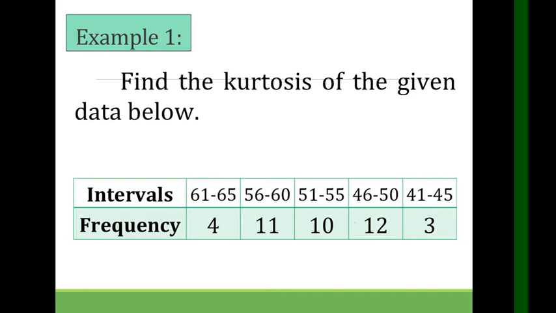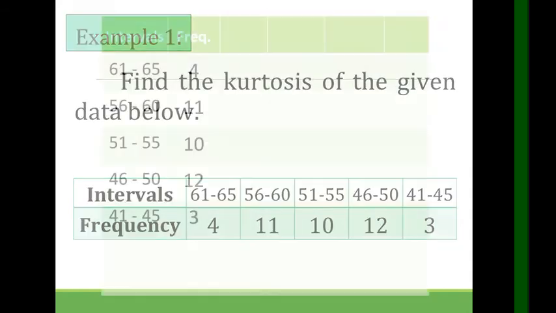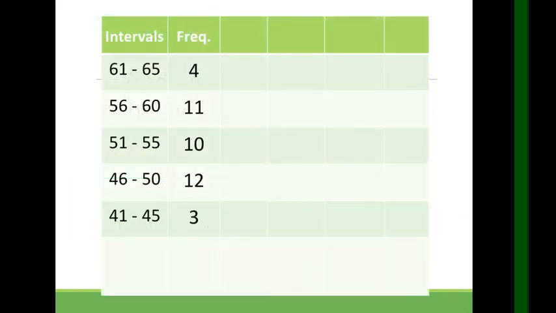Find the kurtosis of the given data below. So we have 61 to 65, 56 to 60, up to 41 to 45 with the following frequency: 4, 11, 10, 12, and 3. First, arrange them in a vertical form. The highest should be at the top, so 61 to 65, and the lowest should be at the bottom, so 41 to 45. The frequencies 4, 11, 10, 12, 3 are also arranged in a vertical form. First, get the class interval. So the answer is 5.